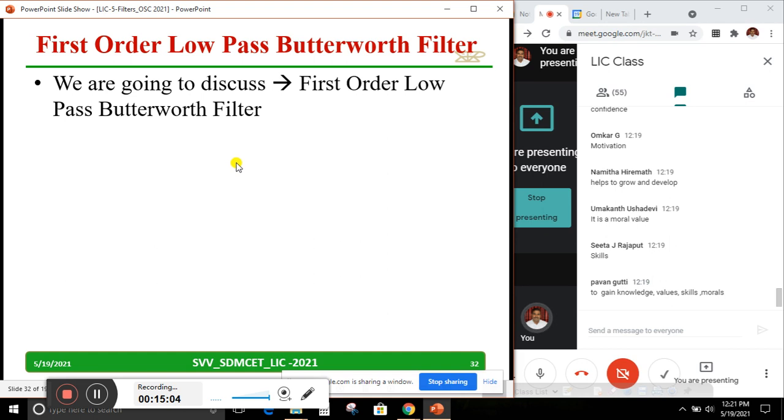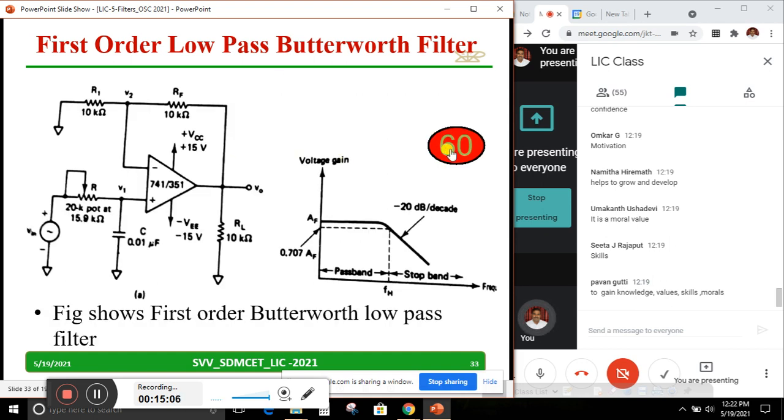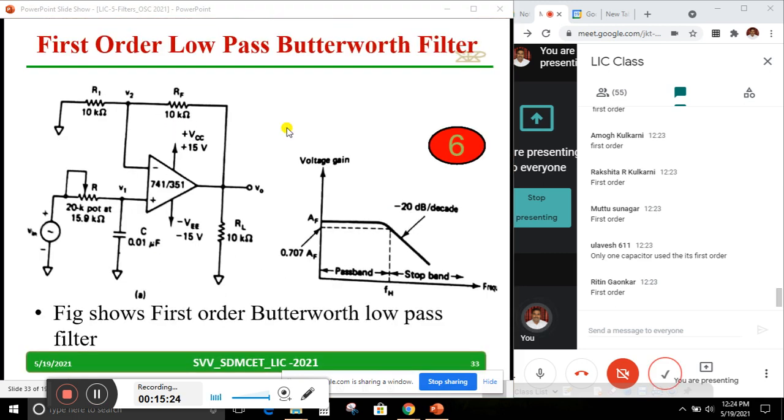And now, low pass filter. This is a first order low pass Butterworth filter. Why is the name Butterworth? It is suggested by that person. He has kept his name. So copy down this circuit and this response, and you have 1 minute. The first order low pass filter. Hope most of you have copied this now. Let me go to the next.